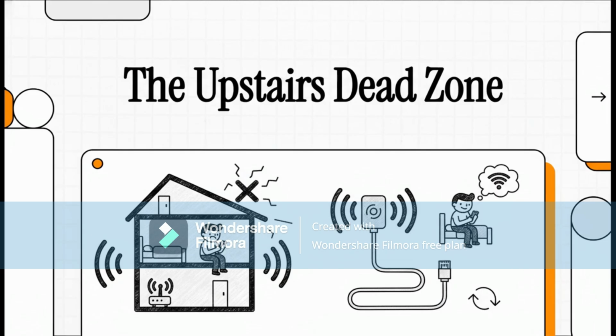Okay, let's talk about a mystery that I'm willing to bet plagues pretty much every single multi-story home. The dreaded upstairs Wi-Fi dead zone. You know, you pay for that super fast internet, but there's that one room that feels like it's stuck in 1998. Well, today, we're not just going to figure out why, we're going to solve it.